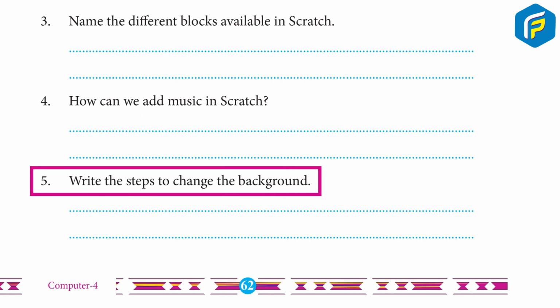5. Write the steps to change the background. Answer: follow the given steps to choose a backdrop for the sprite. Step 1. Click on the choose a backdrop button. 2. Choose a backdrop window appears. 3. From the preview list, select the blue sky backdrop. The blue sky backdrop at the background of the sprite will be added.